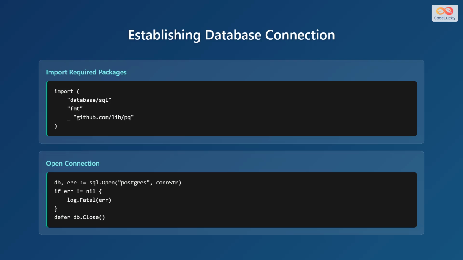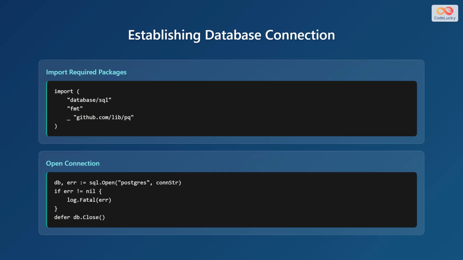Now let's look at the code for establishing a database connection in Go. First, you need to import the required packages, which are database/sql, fmt, and the PostgreSQL driver you chose, such as github.com/lib/pq. Note the underscore before the import of github.com/lib/pq. This is used to import the package without explicitly using any of its functions directly.